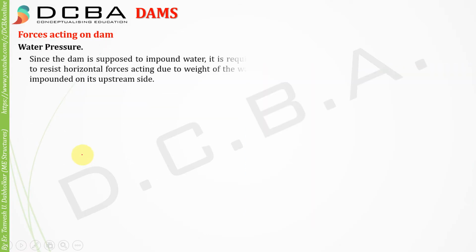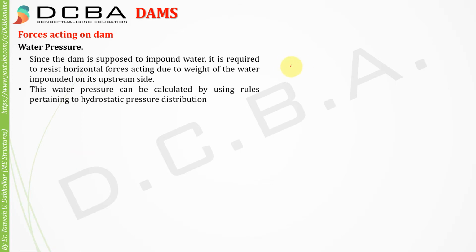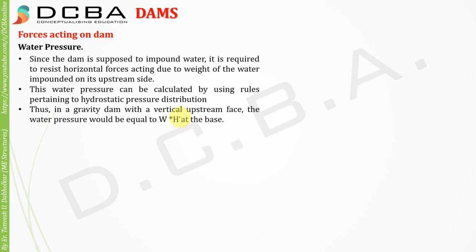Second is water pressure. Since the dam is supposed to impound water, it is required to resist horizontal forces acting due to the weight of the water. The water pressure can be calculated by using rules pertaining to hydrostatic pressure distribution.